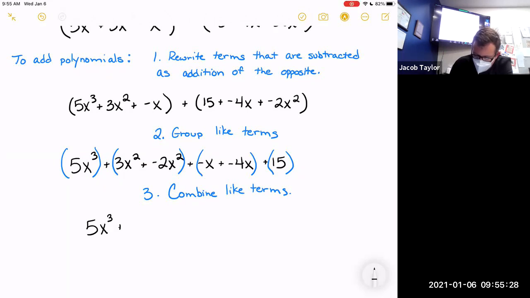But then next we can combine the squareds. We have a 3x squared and a negative 2x squared. What is 3x squared and negative 2x squared added together? 3 and a negative 2 gives us 1. 1x squared.